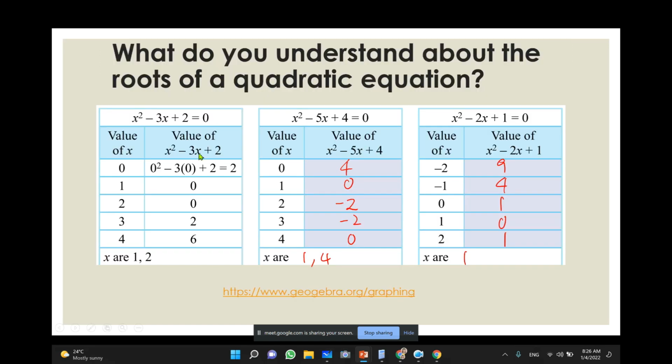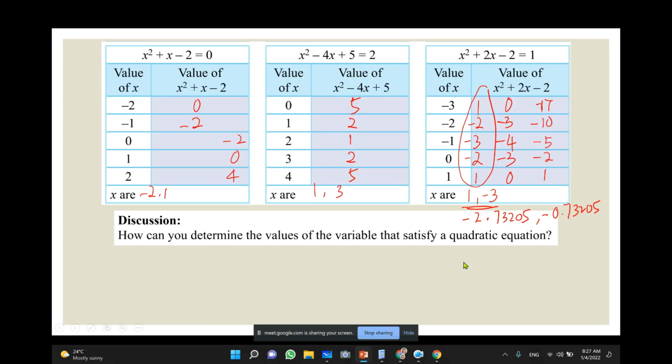If you look at the table from here, to get the value of x, you refer to the 0, right? So the value is 1 and 4. That is how you get it. And this one, if you refer to the 0, the value is equal to 1. Now we look at the next one. Same with this one. If you refer to the 0, we will get negative 2 and 1 here. Whereas for this one, there's no answer actually. And then this one, the answer is in decimal like this. It's a very long number.